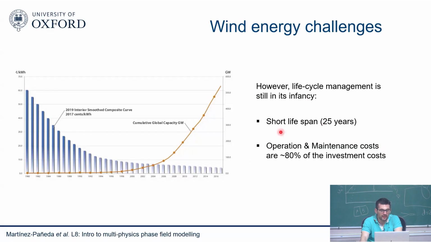And also the operation and maintenance costs are 80% of the investment costs. Because we don't know when these things are degraded, how cracks grow, we need to do a lot of inspections. Inspections are very expensive. So the life cycle management of these offshore wind turbines is very, very expensive because we don't know enough about it. And because it's a completely new technology, we want to be on the safe side. So there's plenty of things to do. And if we can crack this problem, then we can for sure bring this cost down.